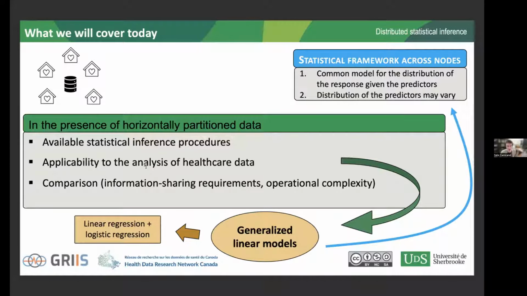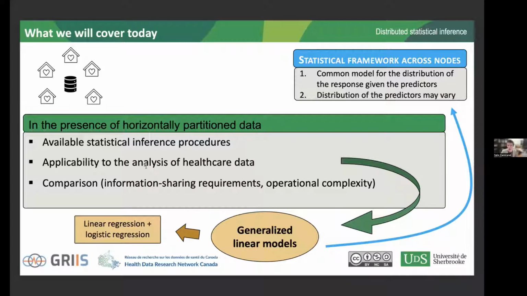As I mentioned before, a large stream of literature that has contributed to making available methods to analyze horizontally partitioned data was the massive data setting. But in the massive data setting, you have control over the distribution of the data across nodes, which you don't when you deal with healthcare data. With healthcare data, you mostly have predictors that differ from site to site. So the distribution of the predictors usually differs from site to site. It is not realistic to assume that the data are IID across sites.